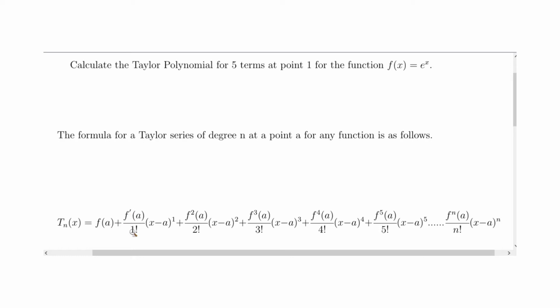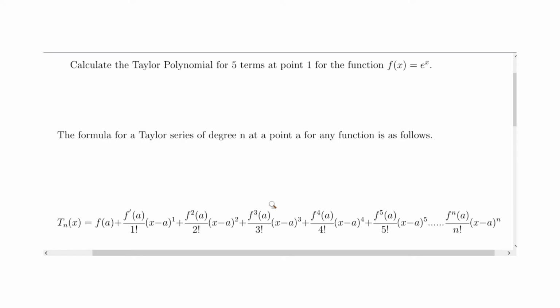The first derivative divided by 1 factorial times x minus a, so in this case x minus 1 to the power of 1. Then we've got the second derivative calculated at the point 1 divided by 2 factorial times x minus 1 squared. And then the next one is the third derivative at the point a, which is 1, divided by 3 factorial times x minus 1 cubed. So you'll see there's a pattern forming here: 2, 2, 2, 3, 3, 3, 4, 4, 4, 5, 5, 5, and so on. So that's our generic formula for Taylor polynomials.